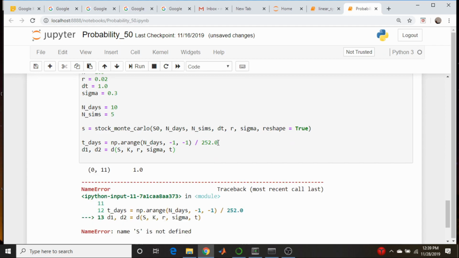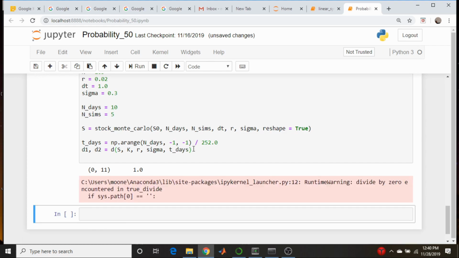It does not. What's the issue? S is not defined. Why is S not? Oh, is this not a capital S? Let me make it a capital S. Oh, still an issue. What's the problem? Oh, it's T days now, right? Instead of just regular T. T days. There we go. We get a divide by 0 error, but that's not going to be an issue. So, okay, so we have that.